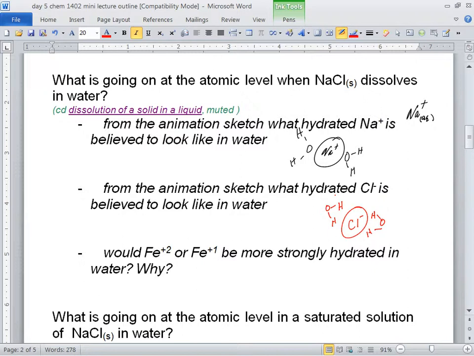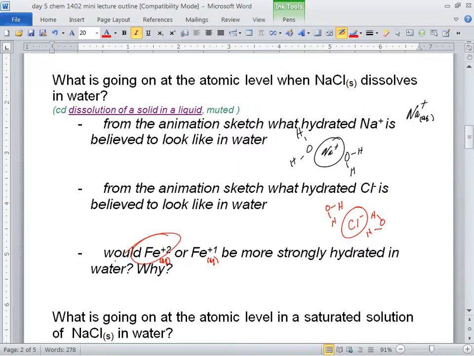Jose, see how we're already lazy? We should be writing AQ on these things, especially today. But Fe2+ and Fe+, Jose, are in water. Which one would be more strongly hydrated? Fe2+. Why? He's right. Why? It's more positive, higher charge. Yeah, so there should be a stronger interaction. Right?